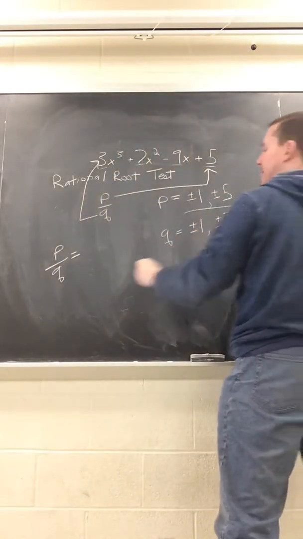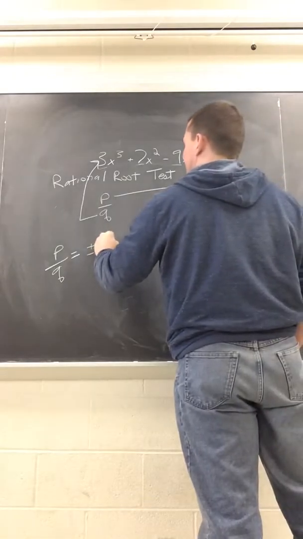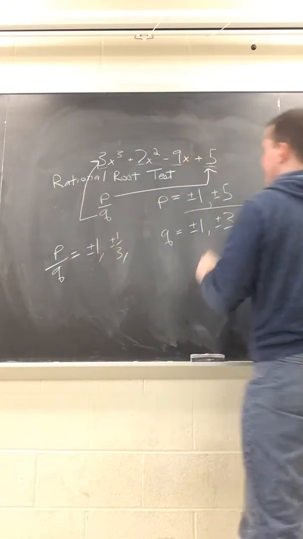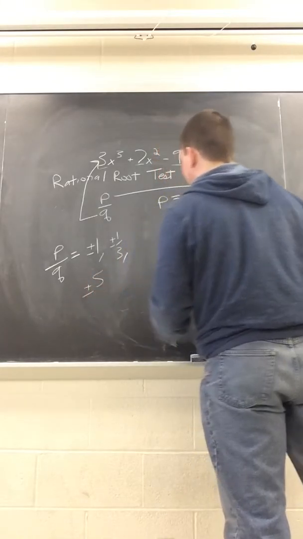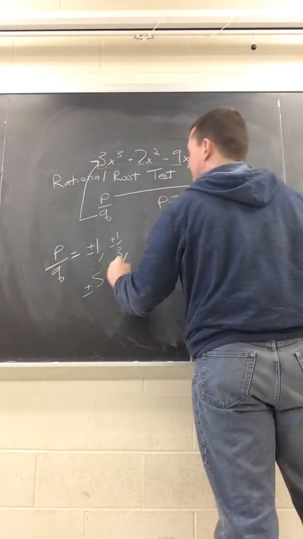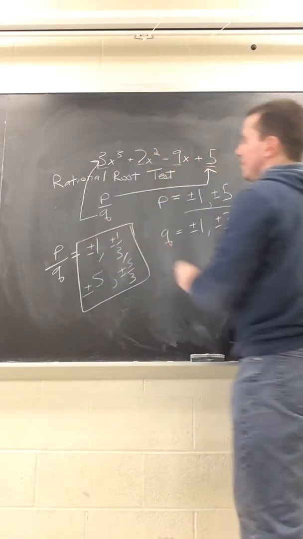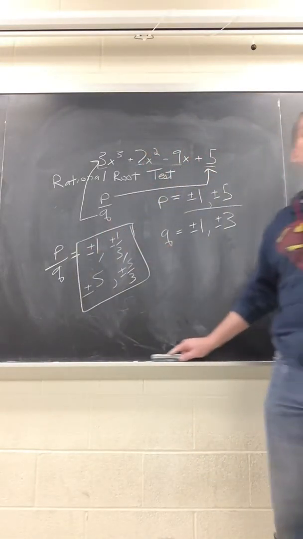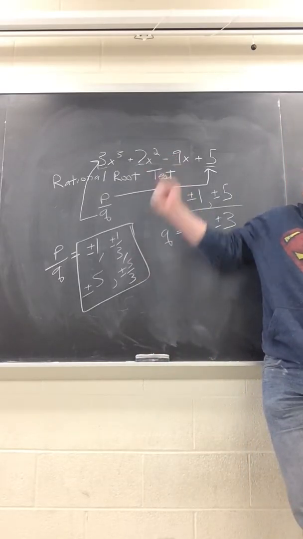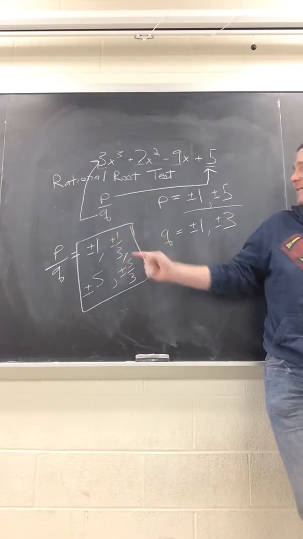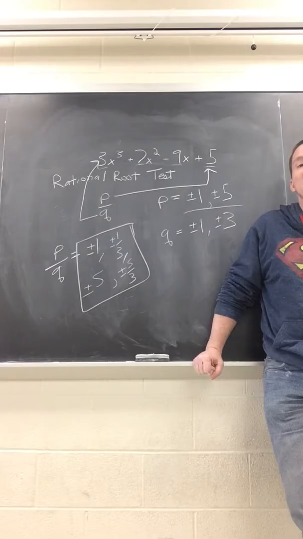We get 1 divided by 1, which is plus or minus 1. 1 divided by 3, which is plus or minus 1/3. 5 divided by 1, which is plus or minus 5. And 5 divided by 3, which is plus or minus 5/3. And now essentially what the theorem says is, if there is a rational root to this polynomial, it has to be one of those 8 right there. Plus or minus 1, 1/3, 5, or 5/3.